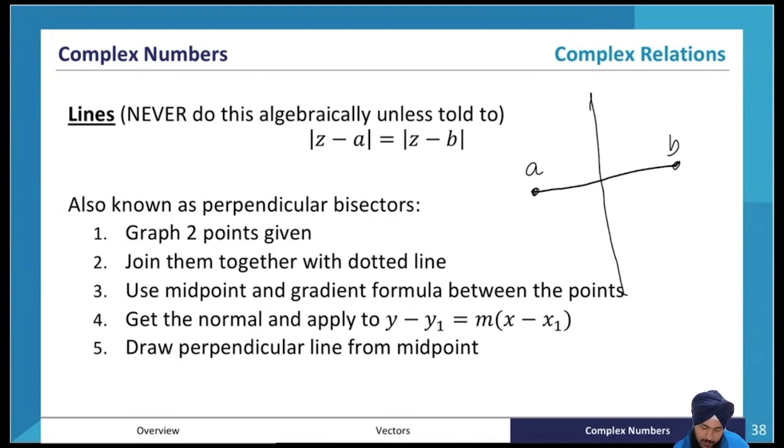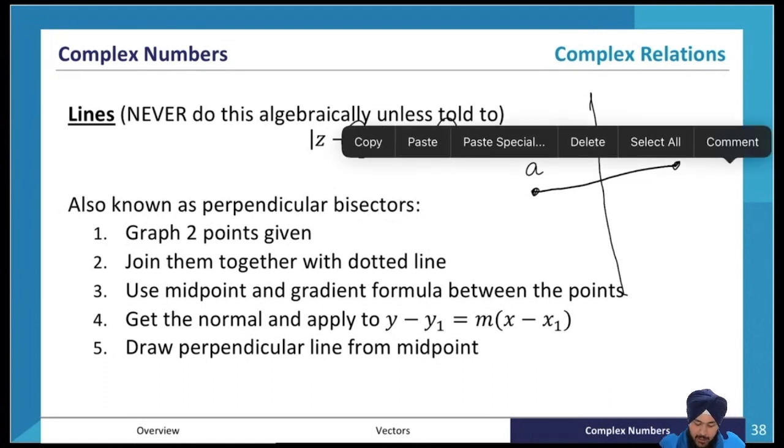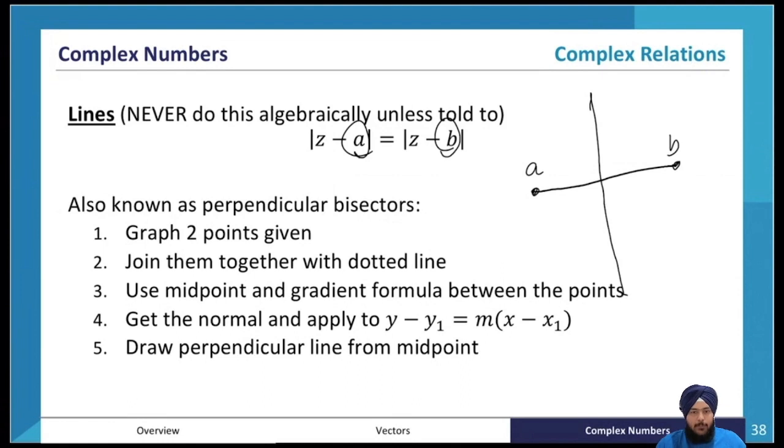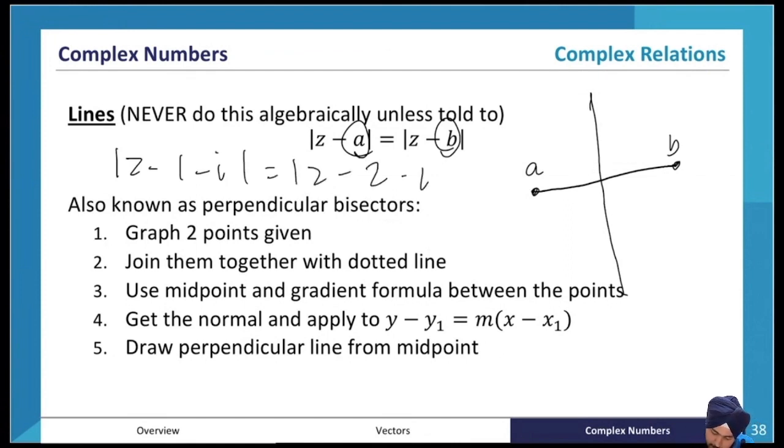Okay, so this is how we do them. So we graph the 2 points given, so A and B. We use the midpoint and gradient formula between the points. So first of all, we find the midpoint between these 2 points. So let's just say we had, let me use an example, modulus Z minus 1 minus i, and let's say we had modulus Z minus 2 minus i.